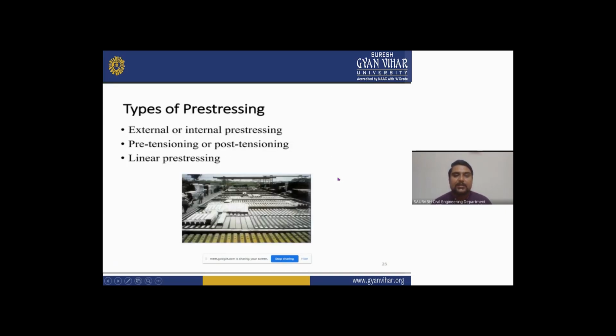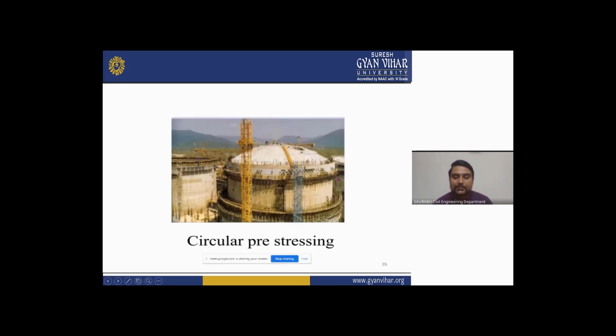Types of pre-stressing here: external or internal pre-stressing, pre-tensioning and post-tensioning, and one more is linear pre-stressing. These are the types of pre-stressing which are used in the casting of the PSC member.